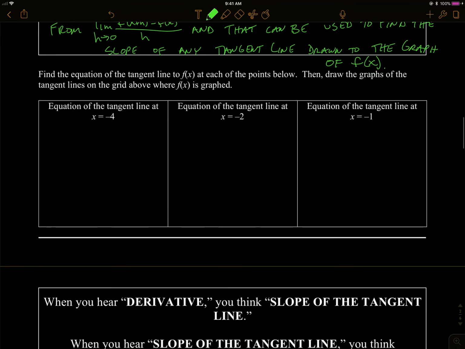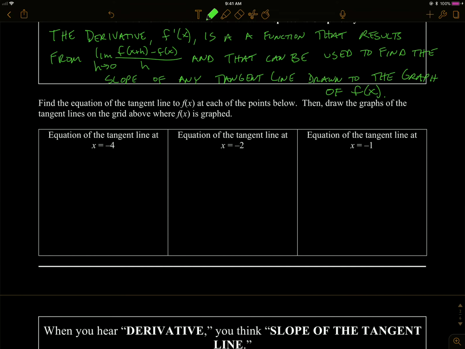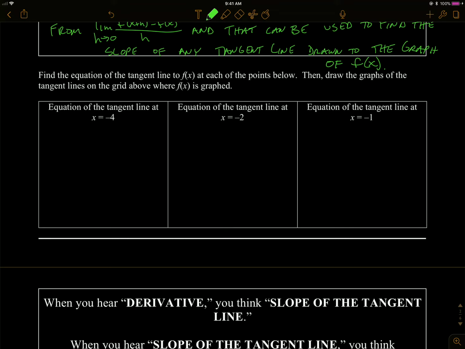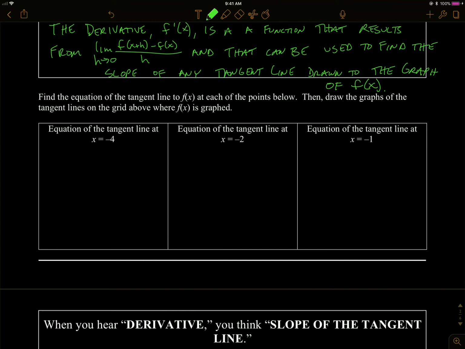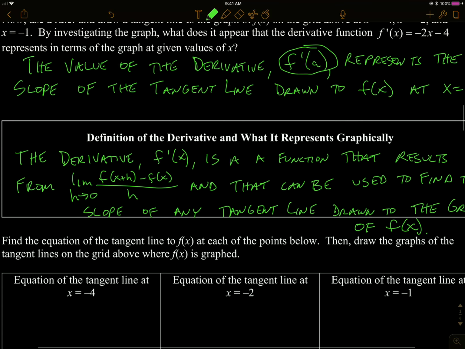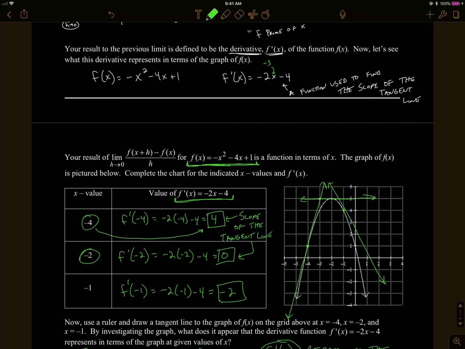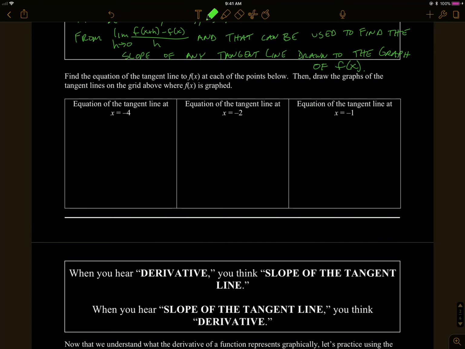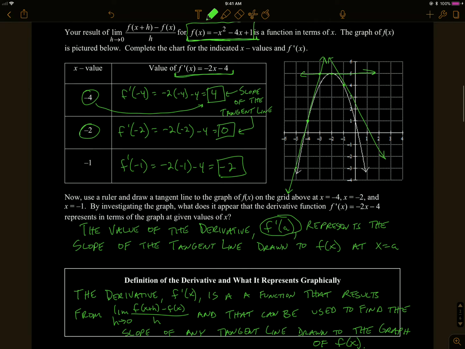All right, so we're going to do some practice with this definition and evaluating at a point. Find the equation of the tangent line to f of x at each of the points below. Then draw the graphs of the tangent lines on the grid above where f of x is graphed. Okay, so we've got the equation of the tangent line at x equals 4. Remember, on this whole page we're referring back to this function. It's negative x squared minus 4x plus 1, I think it was. Yeah.